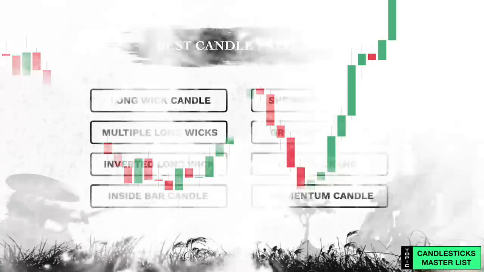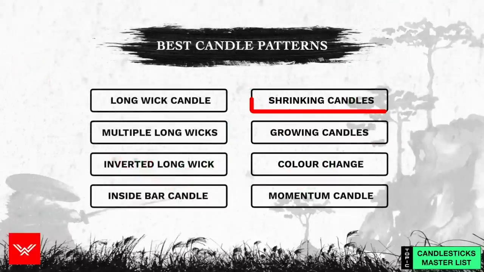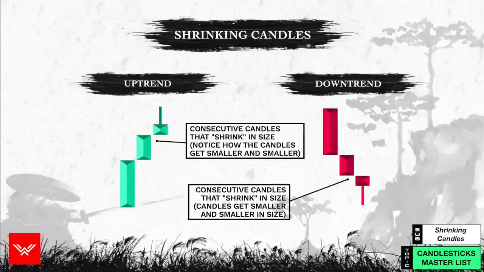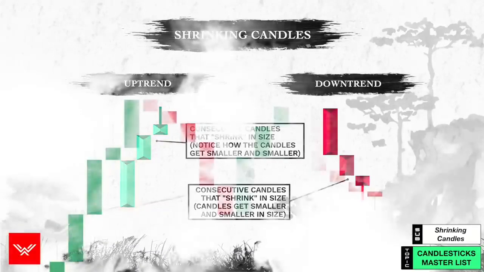So next, consecutive shrinking candles. This is where you have consecutive candles that shrink in size. Notice how every candle gets smaller and smaller. Now on the charts.